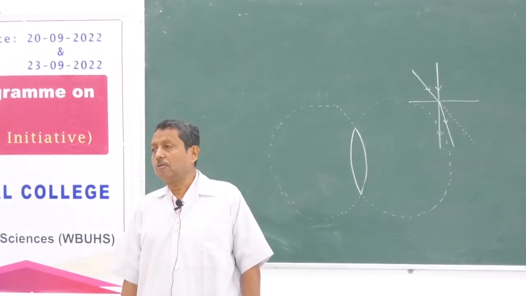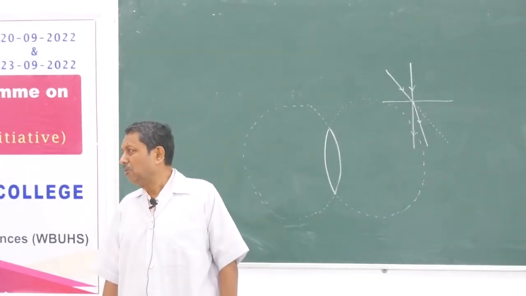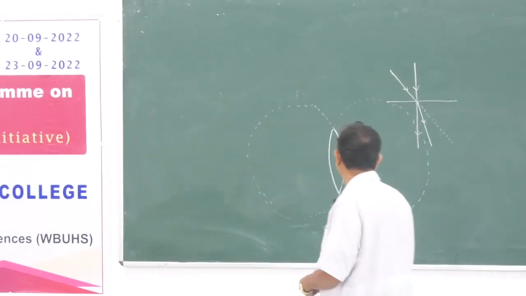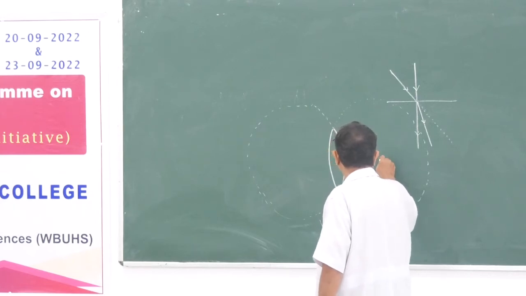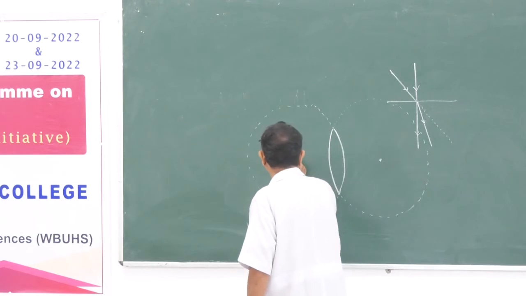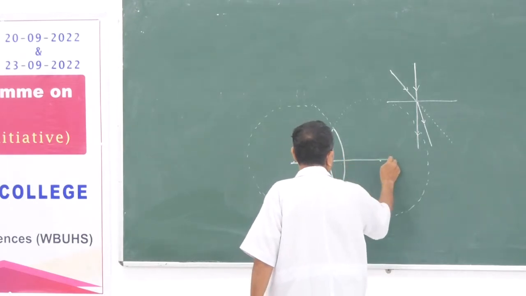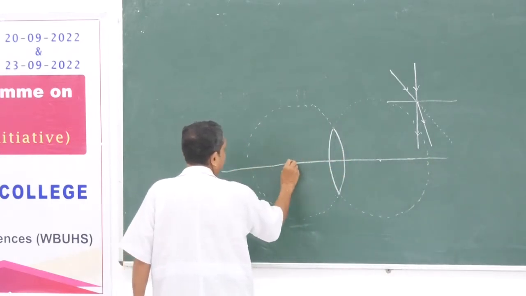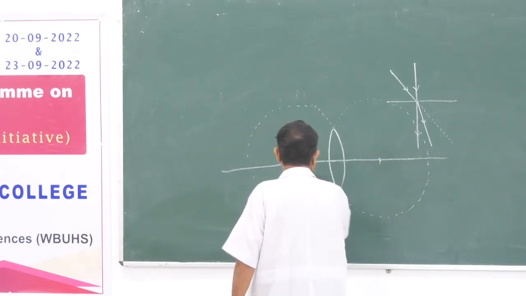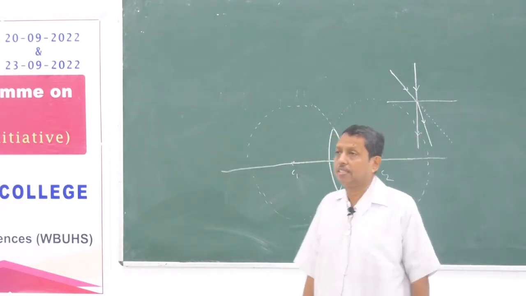It is part of your physics in higher secondary courses or earlier courses. We have to repeat to some extent for ease of understanding. Now, if it is the center of this circle or center of the sphere, and if you join them, in that way you can get C1, C2. It is the principal axis.